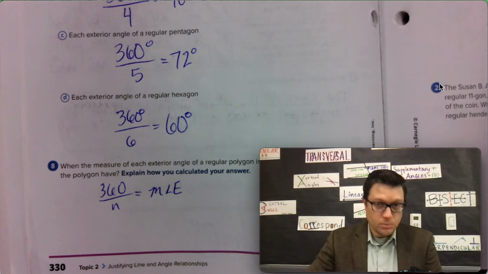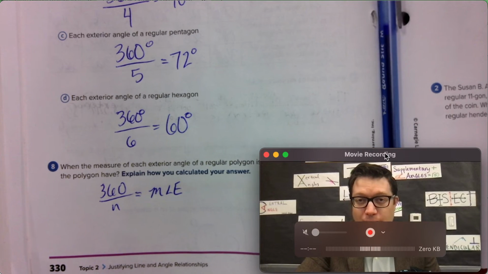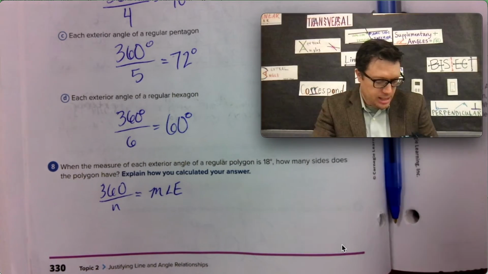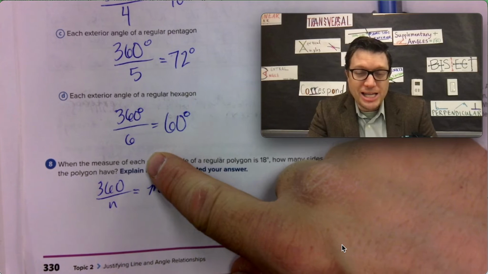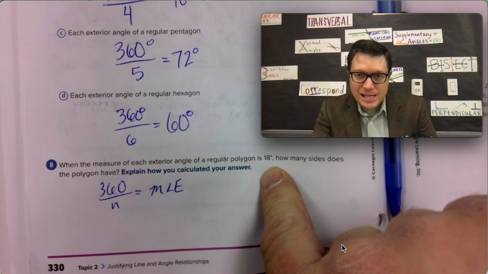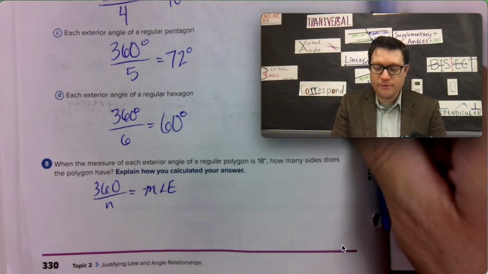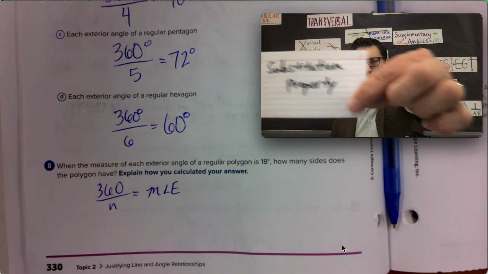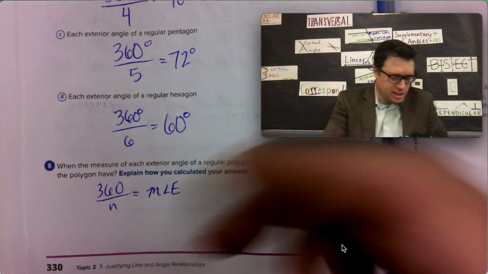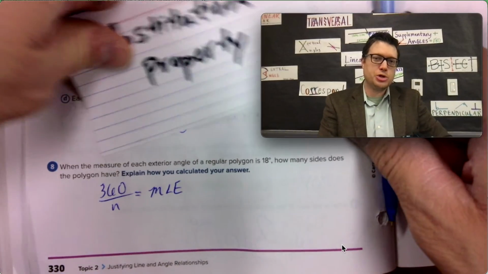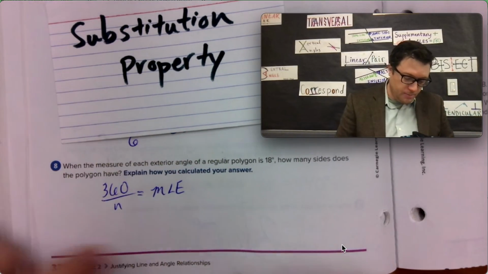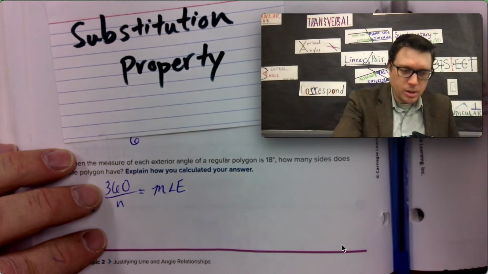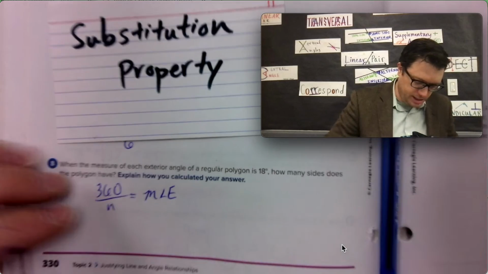Question 8 puts that formula to the test. Question 8 says we know that the measure of each exterior angle is 18 degrees. So how many sides does the polygon have? We're going to do a substitution. That's our second word of the day. He's won a chance to solve this problem using the substitution property. We're going to take 18 and substitute 18 for the measure of the exterior angle.